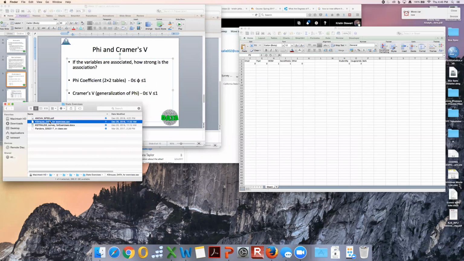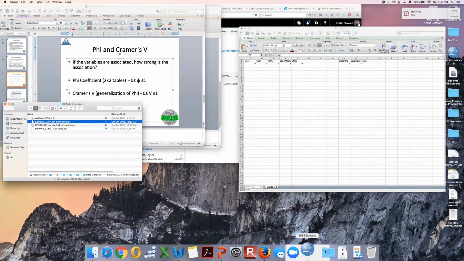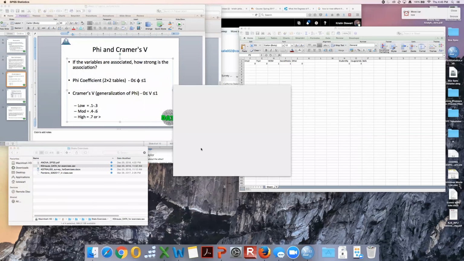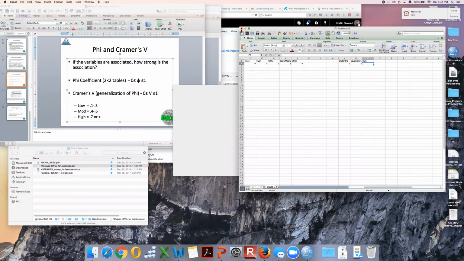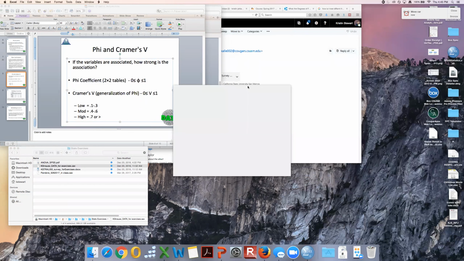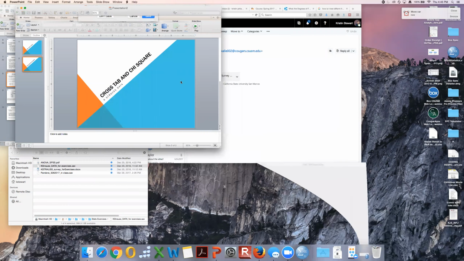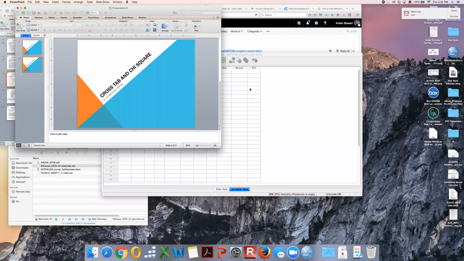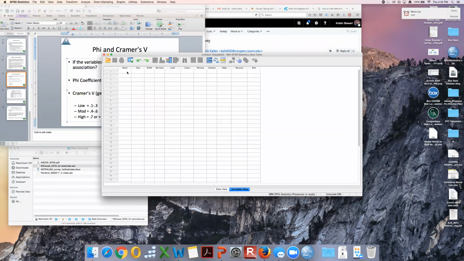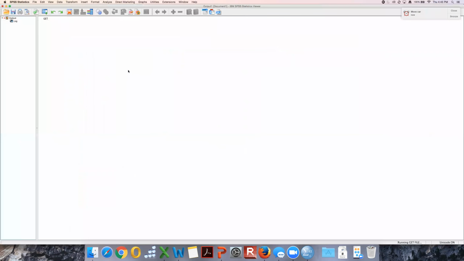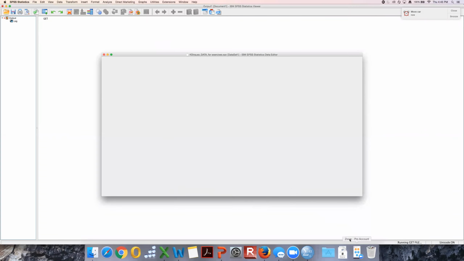There you go. It's too much stuff on my computer. So we're going to open that back up, hopefully, and just run the crosstab.